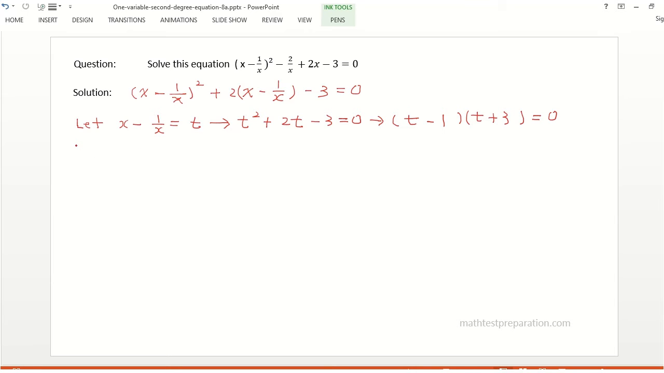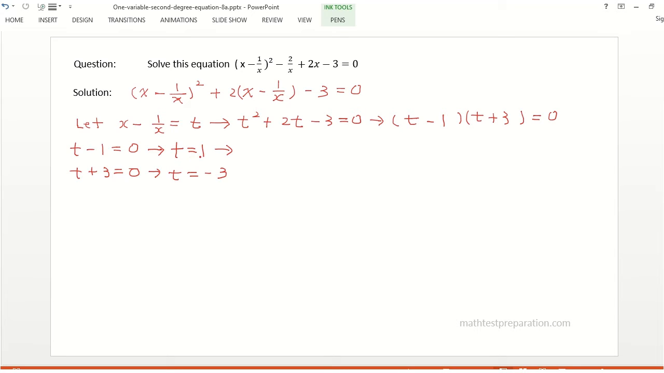Now we have t subtract 1 equals 0, or t plus 3 equals 0. When t subtract 1 equals 0, we have t equals 1. When t plus 3 equals 0, we have t equals negative 3.